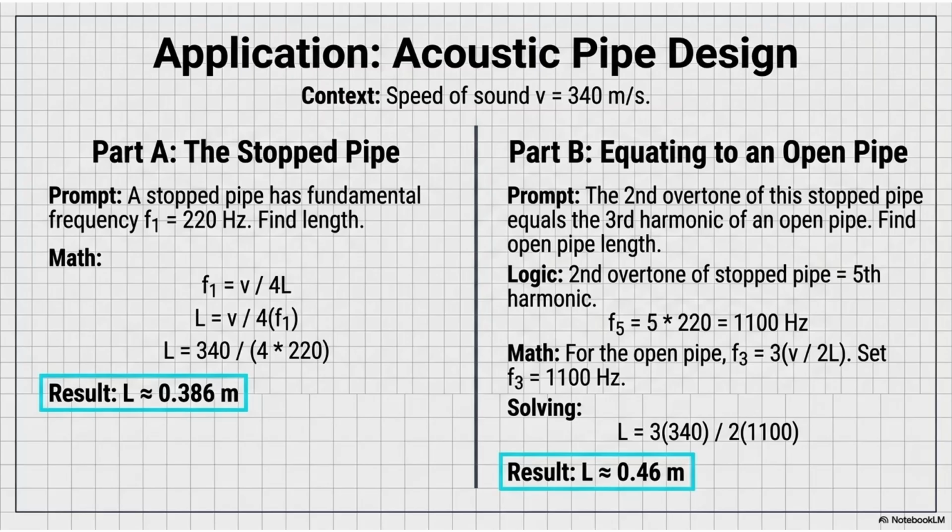So we take our 220 hertz fundamental, multiply it by 5, and we get 1100 hertz. And now you equate that 1100 hertz to the third harmonic of the open pipe. Right. And since open pipes use the normal formula, we do 1100 equals 3 times 340 over 2L. When you solve for L, you find the open pipe's length is about 0.46 meters. If you hadn't caught that odd harmonic rule, your pipe would have been built completely out of tune. Completely useless.